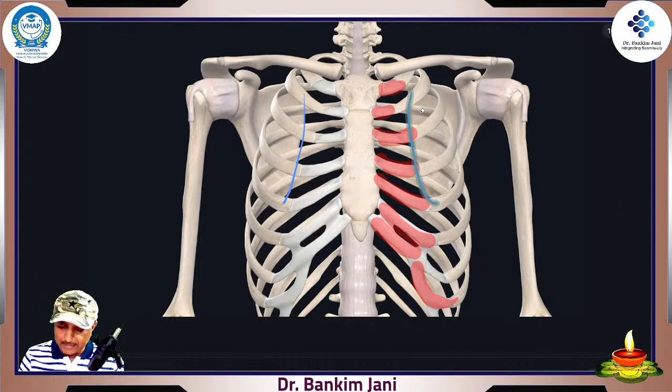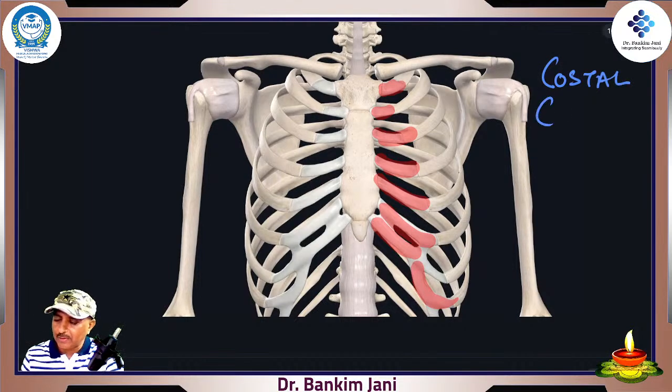Regarding what is cartilage? Well, cartilage is a sort of connective tissue, but it is relatively soft as compared to the bone. Cartilage gives flexibility. At the same time, their joints are pretty strong. So these are called the costal cartilage.